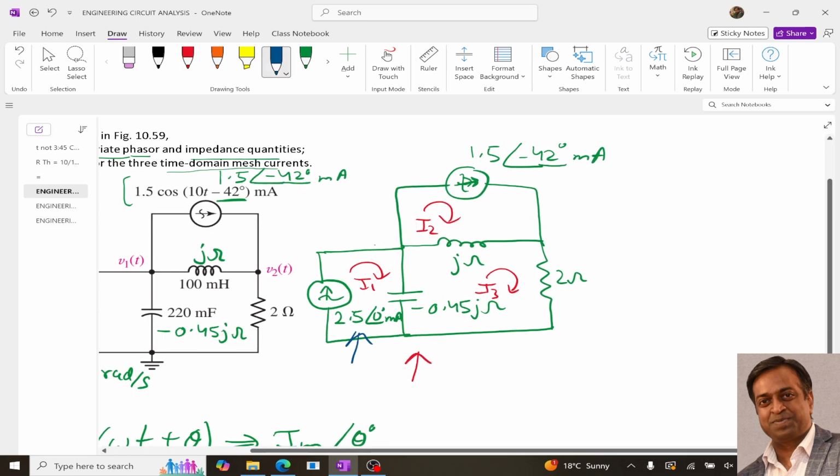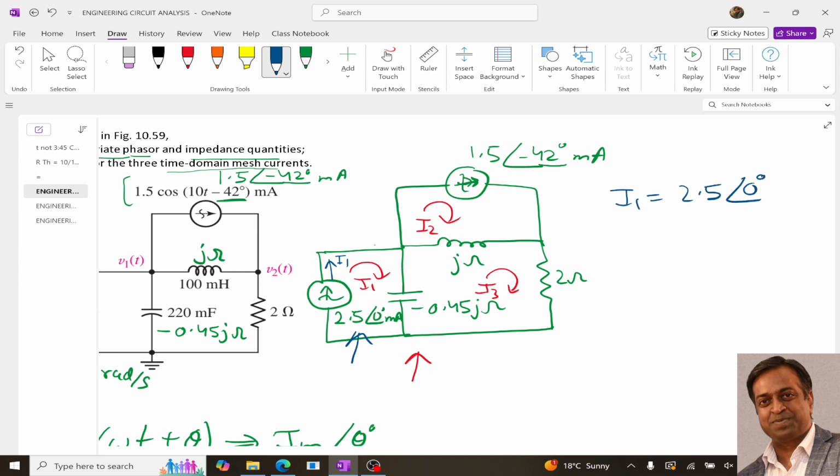Now if you look at the first loop, I1, we already know that there is one current source, so directly we can write that I1 is 2.5 angle 0 degree milliampere. Similar to this, in the second loop we already have the current source, so our I2 will be directly 1.5 angle minus 42 degree milliamperes, right?